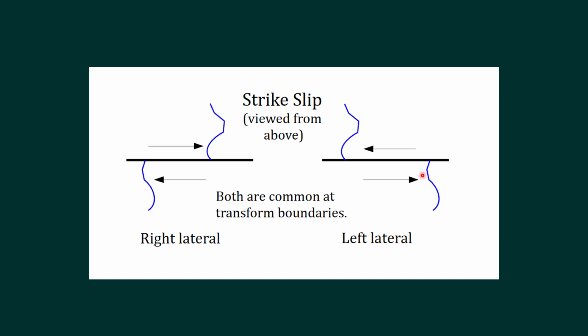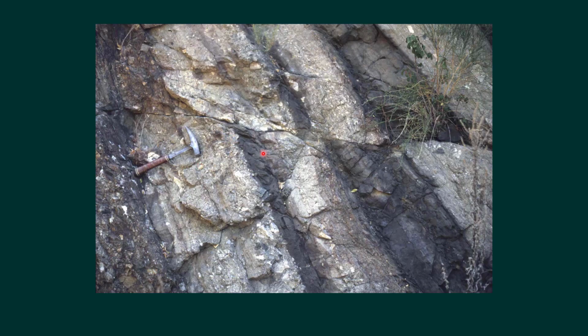Okay, and so if you're standing here, let's say, on the North American tectonic plate, you're staring at the beach. The beach is moving to the right, right? If you're in California, you're staring to the west, and the beach is moving to the north. That's right lateral. Okay. So in the field, here's what they look like, right?